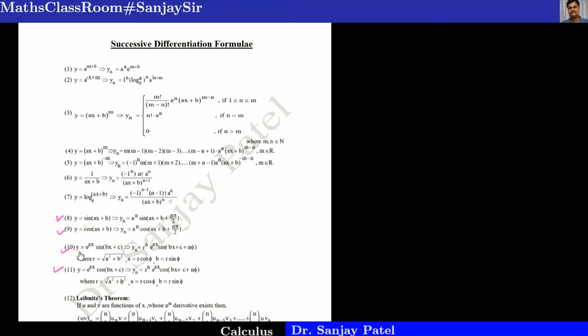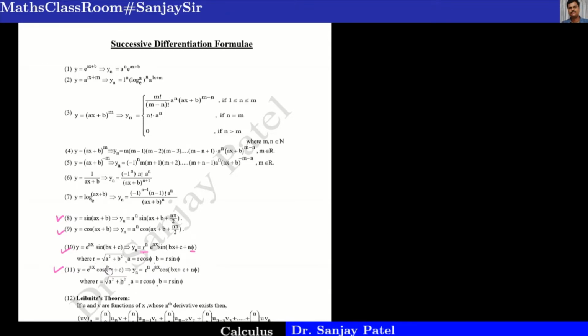And if we have this combination, multiplication of e raised to ax and a sine or cos function, then we have these two formulas, 10 and 11. It says if y is equal to e raised to ax into sin(bx plus c), then its nth derivative is given by r raised to n into e raised to ax into sin(bx plus c plus n phi). Here, this r and this phi are given by these relations.